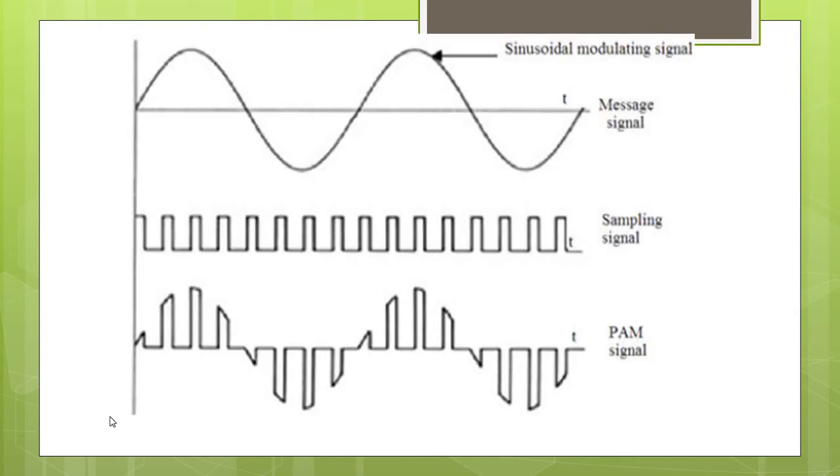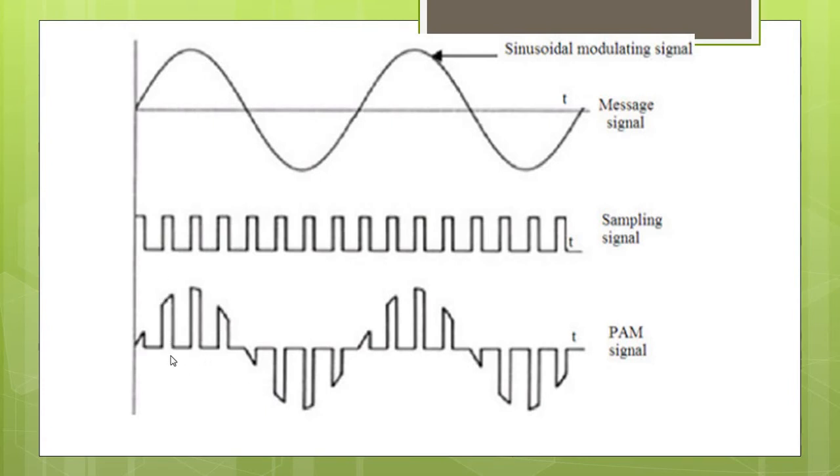So these are the signals and waveforms for PAM. The first one, you can see, is a message signal. It is a simple sine wave. Second is a sampling signal, that is the carrier pulse, which is a train of carrier pulses. Now both of these two signals are passed through a pulse amplitude modulator. So this is the resulting output which we get.